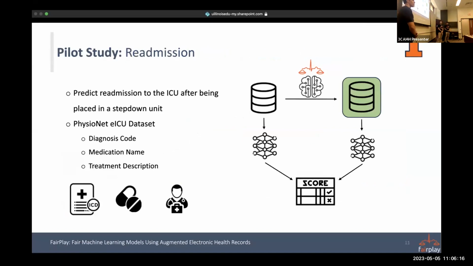Yeah, so we conducted a pilot study on the task of patient readmission to the ICU. Concretely, this is the task of trying to predict whether a patient is going to be readmitted to the ICU after being admitted to a step-down unit. So we trained a neural network to perform this classification on the PhysioNet ICU data set. The neural network is going to use diagnosis codes, medication names, and treatment descriptions to make its decision. And then what we did is we trained the same neural network on our enriched data set. This data set contains synthetic samples, and we compared those scores.